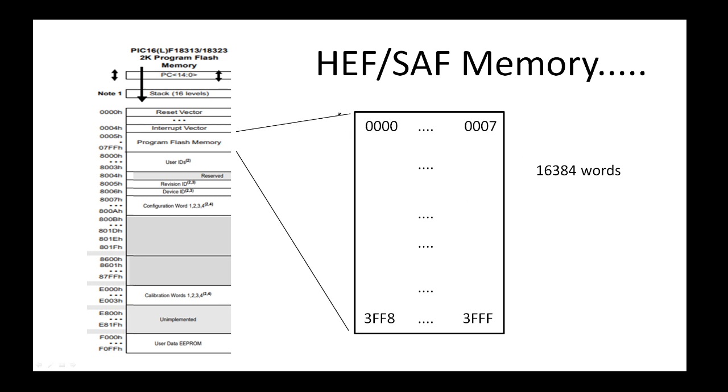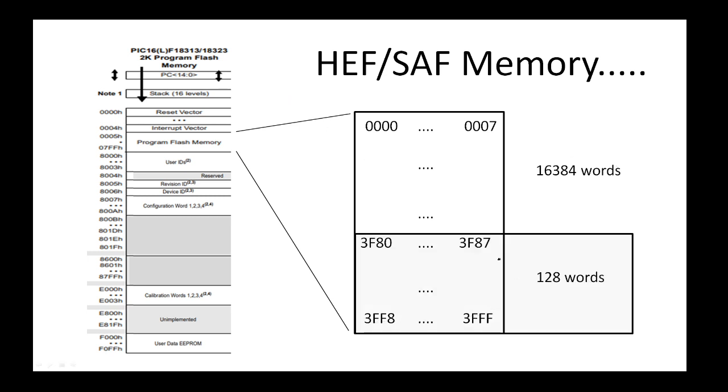So this is a different chip. It's a much larger chip, 16,384 words. They're typically 16F chips or 18F chips, and there's a block of memory at the bottom here that is actually called HEF SAF. If you want to read about this, please go to the datasheet. And it looks like this. It sits at the bottom of memory. They're typically 128 words, but they're not necessarily. You have to go check.